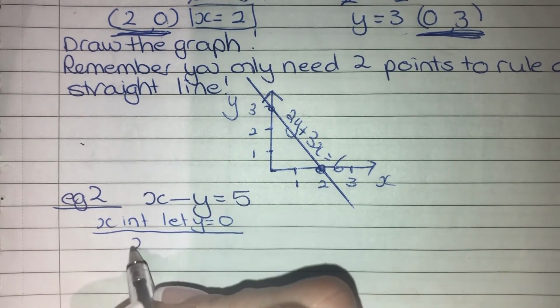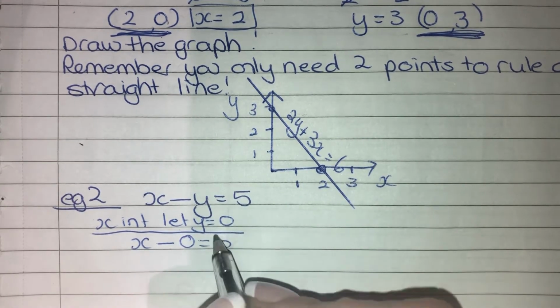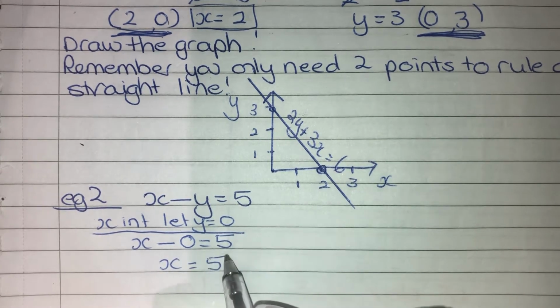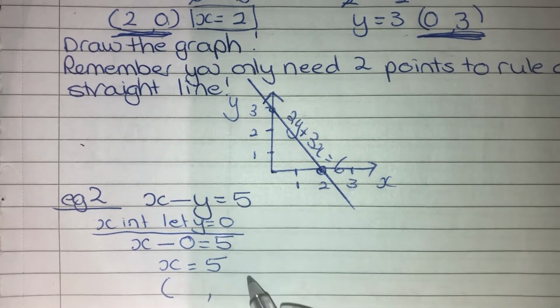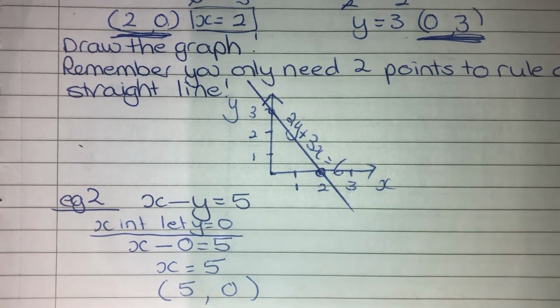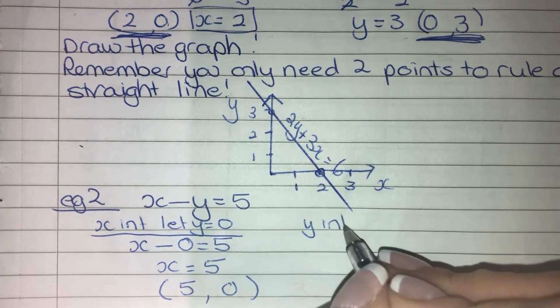And x minus, not y, but 0 is equal to 5. X minus 0 is just x. So we have, what do we put first? We always put the x. And in our heading, we can see y is equal to 0. There's our first one. Next heading, opposite, y-intercept.